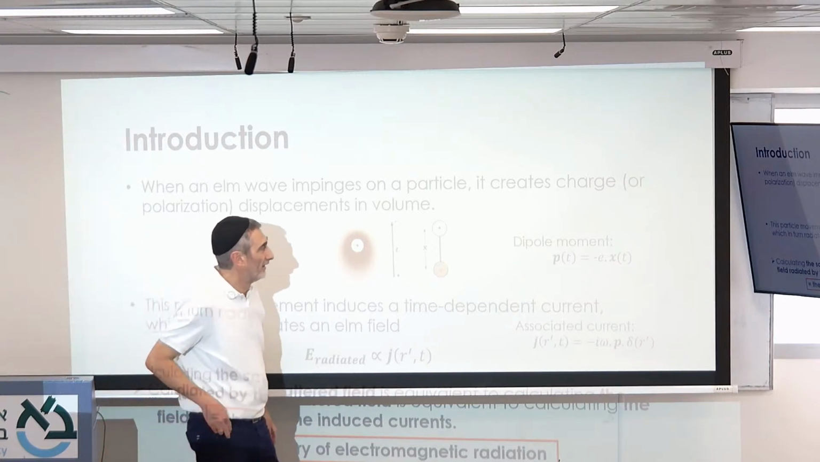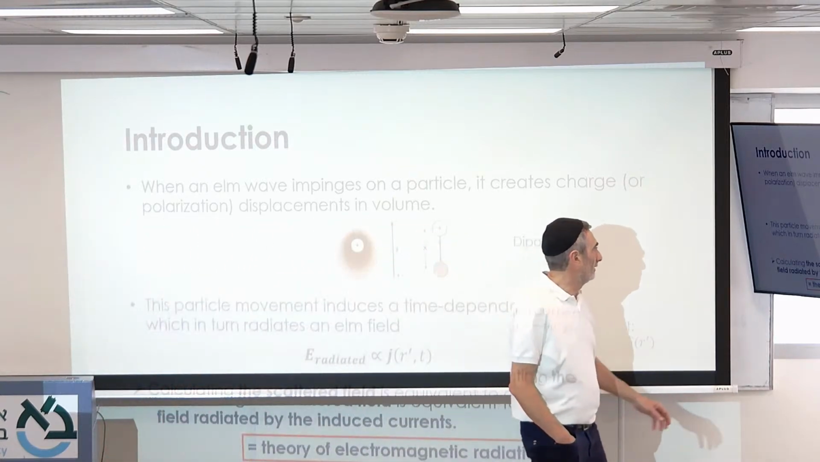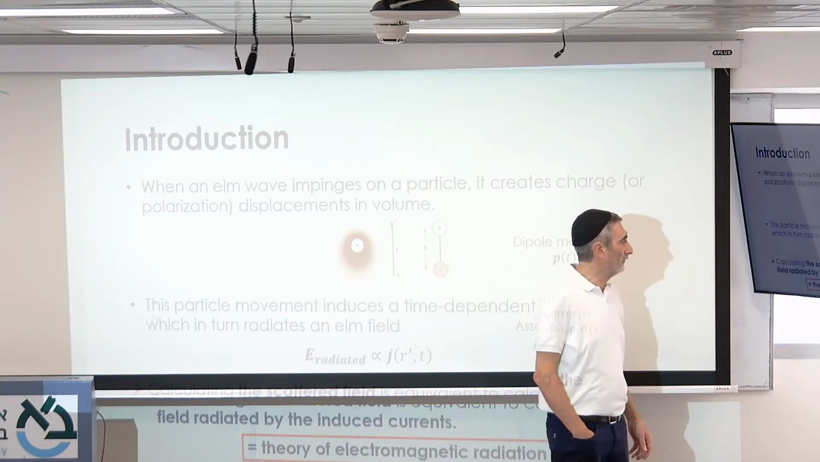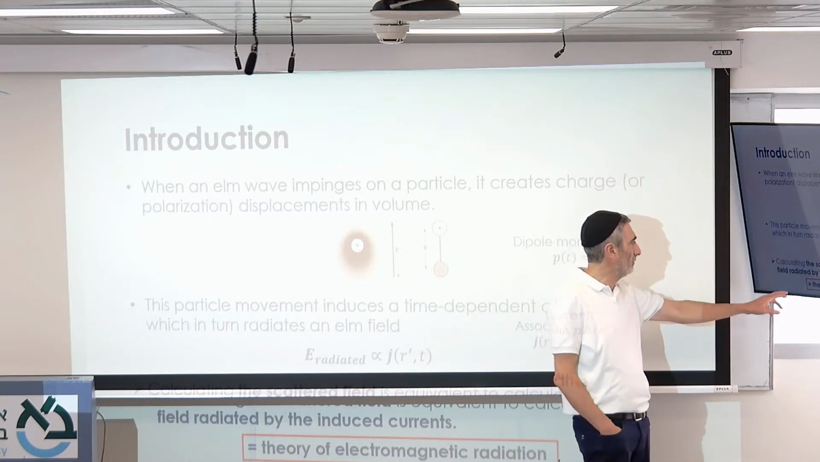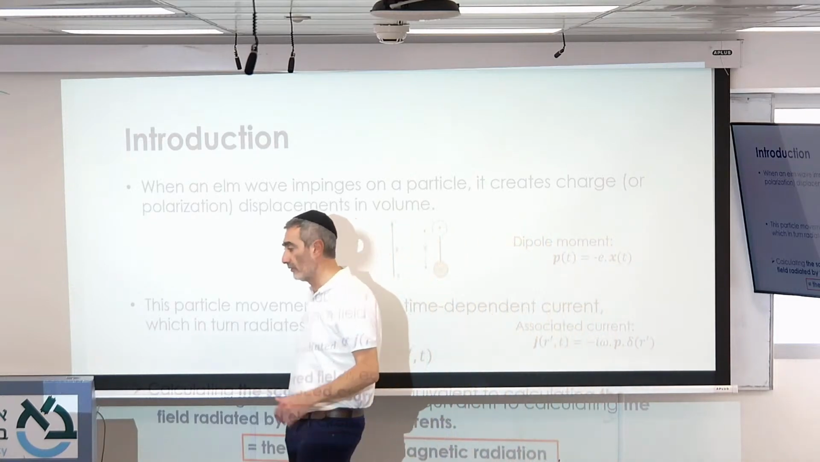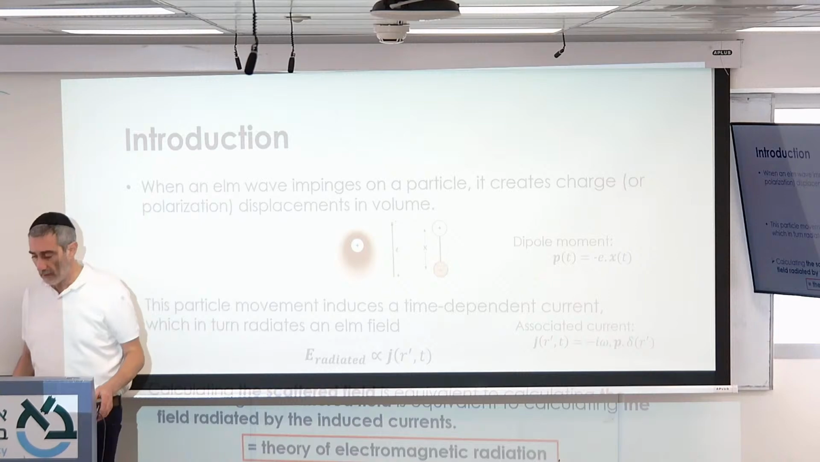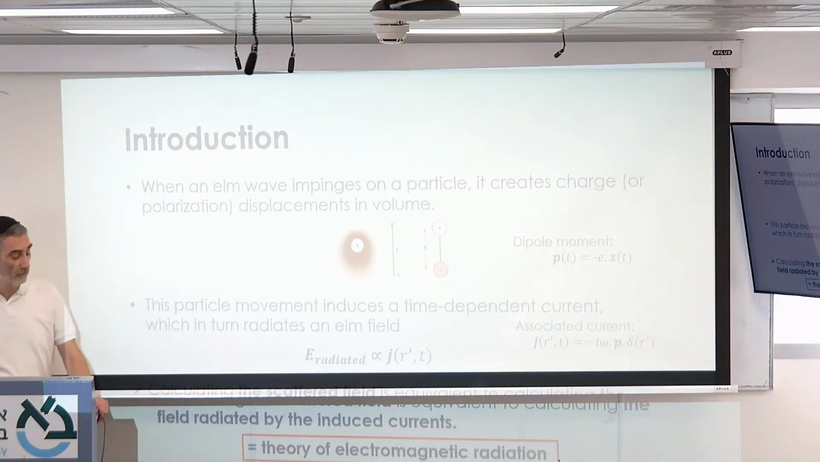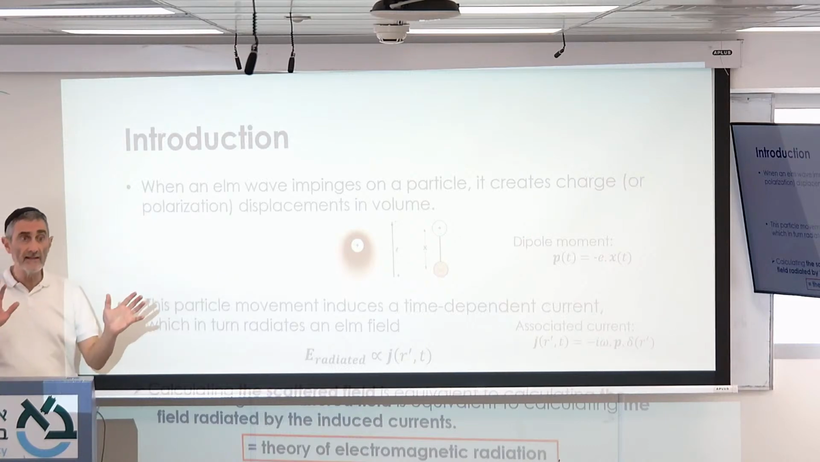So calculating the scattered field is equivalent to calculating the field radiated by the induced current. This is the theory of electromagnetic radiation that we are going to develop to be able to calculate the radiation by a particle, the scattering by a particle. Okay, so the analogy is clear.